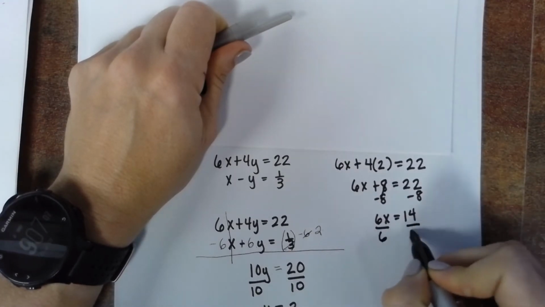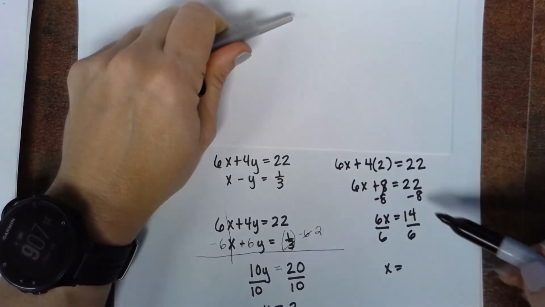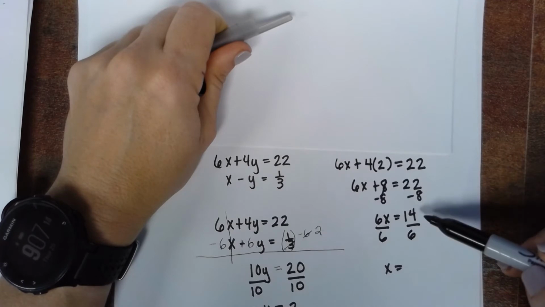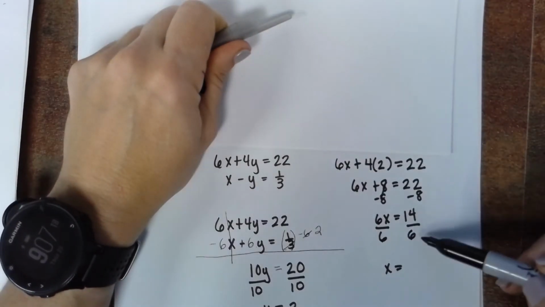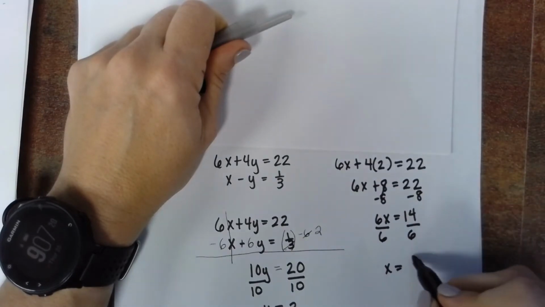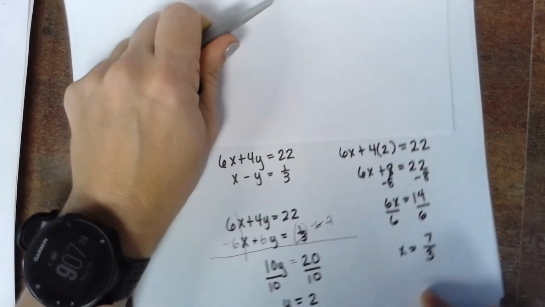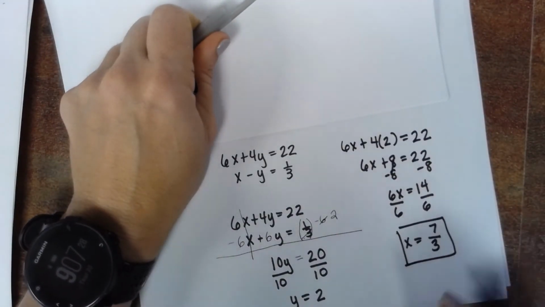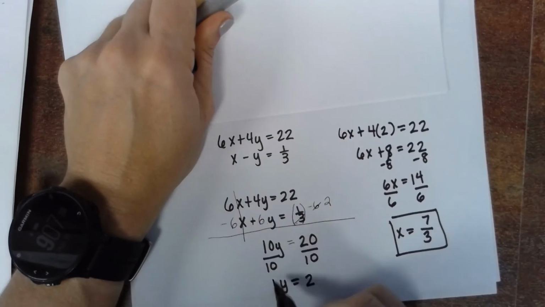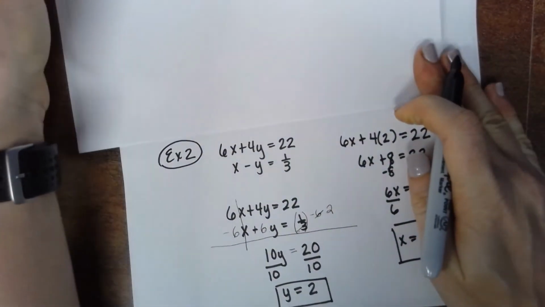Divide both sides by 6. I get an improper fraction that actually can be reduced. 14 and 6 are both even, so they're both divisible by 2. So if I divide 14 by 2, I get 7. 6 divided by 2, I get 3. So my solutions are x is equal to 7/3 and y is equal to 2. Okay, so that is that.